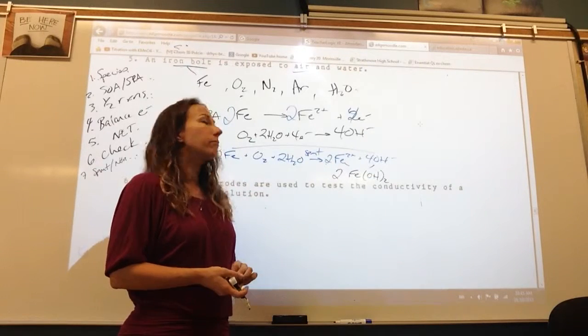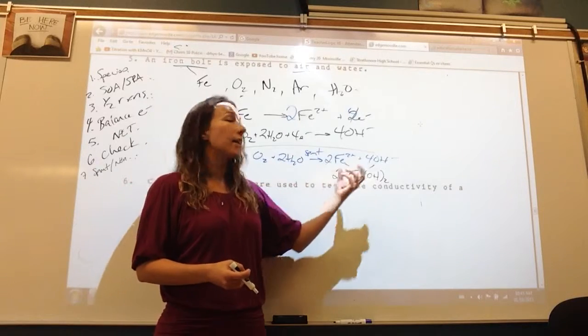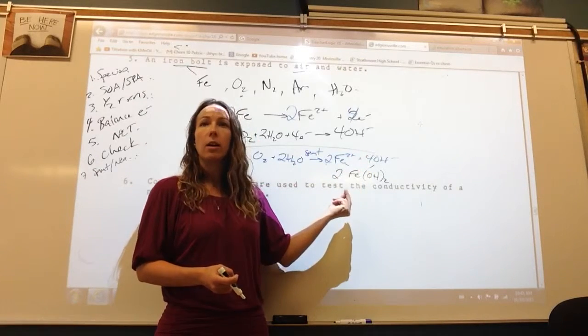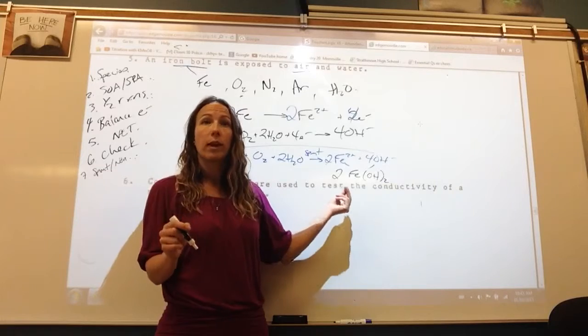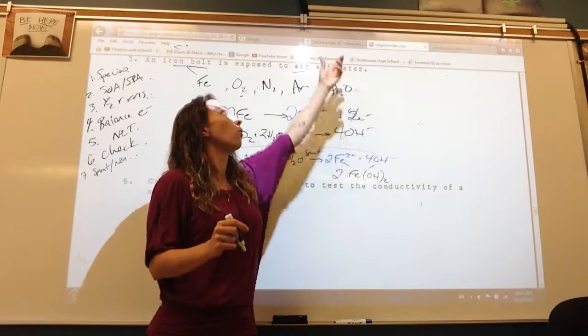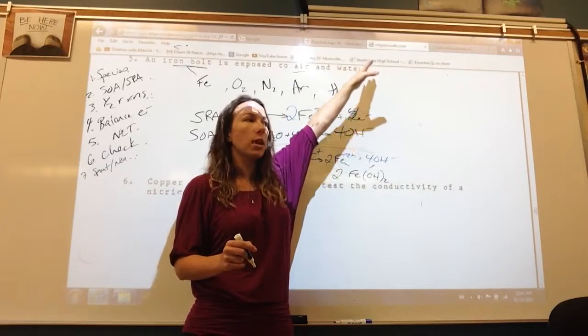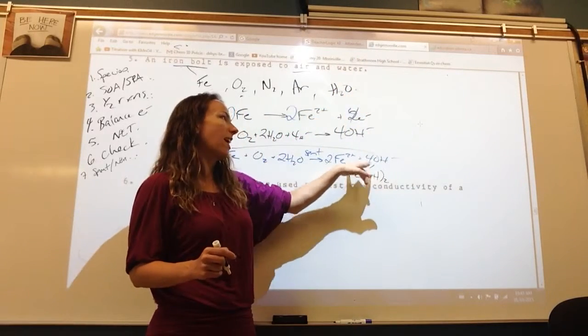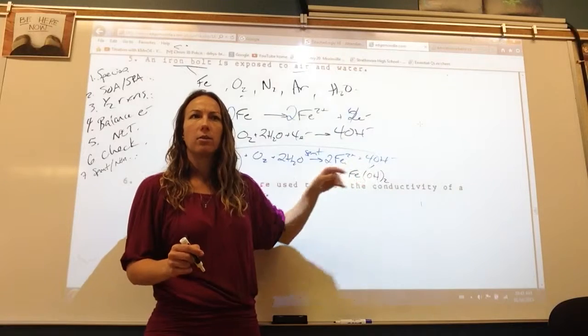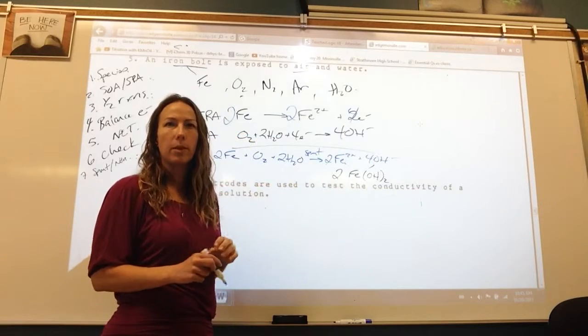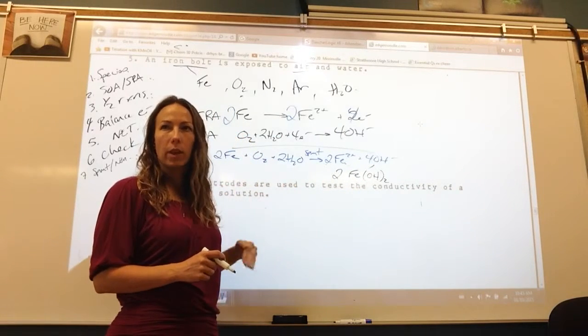Not very often do I ask you to do it that way, but quite often they'll say that iron 2 hydroxide is formed, and you have to know that that is the same thing. So don't be thrown off by that. Does that make sense? Can you see that they're the same thing?